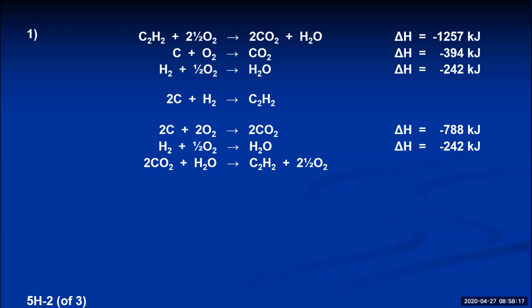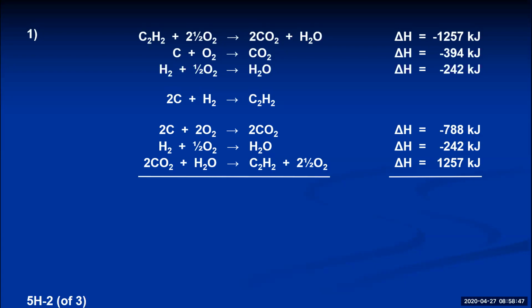Because I've reversed the reaction, it is no longer exothermic as it states above, negative 1257 kilojoules. When you reverse a reaction, its sign changes as it goes from exothermic to endothermic. So the delta H for the reaction, the way it's written now, is positive 1257 kilojoules. Now that I have the 2 moles of carbon and the diatomic hydrogen on the reactant side and the 1 mole of C2H2 on the product side, I'm going to add the reactions together.